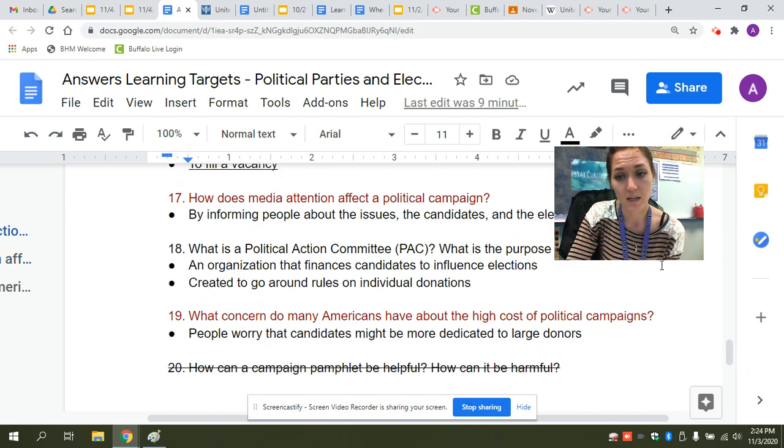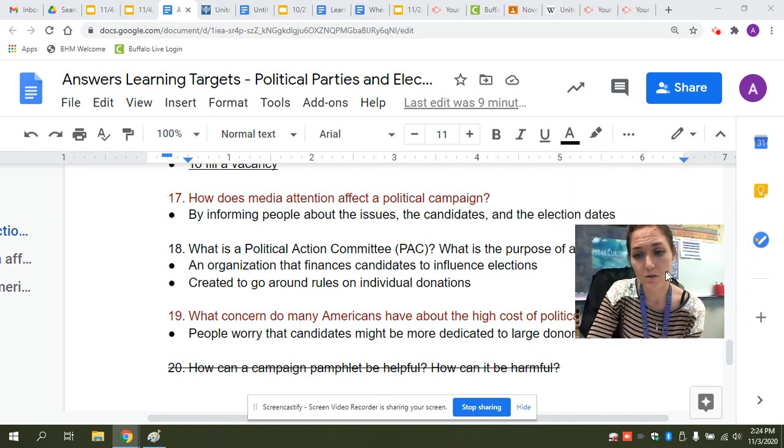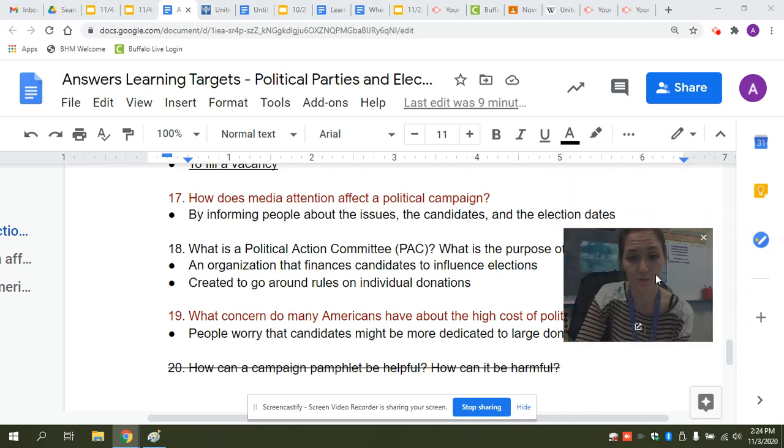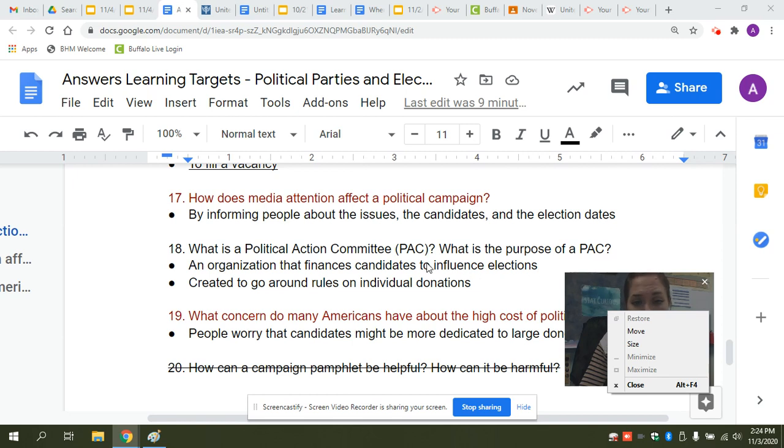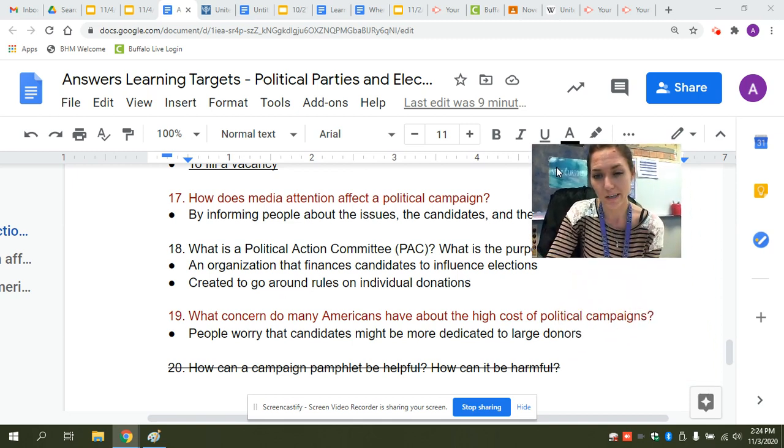Number 17. This one's highlighted in red because it's going to be a short answer question. How does media attention affect a political campaign? By informing people about the issues, the candidates, and the election dates. Number 18 will be a multiple choice question. What is a political action committee? What's the purpose of a political action committee? An organization that finances candidates and influences elections, and it was created to go around the rules on individual donations, so kind of sneaky.